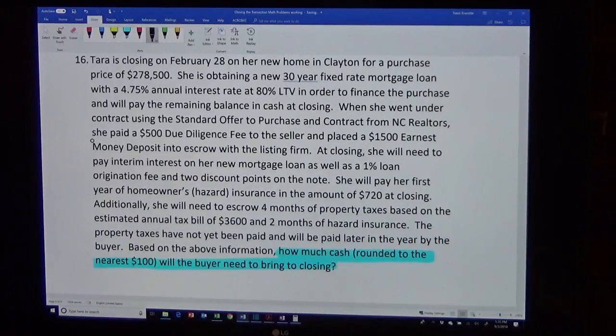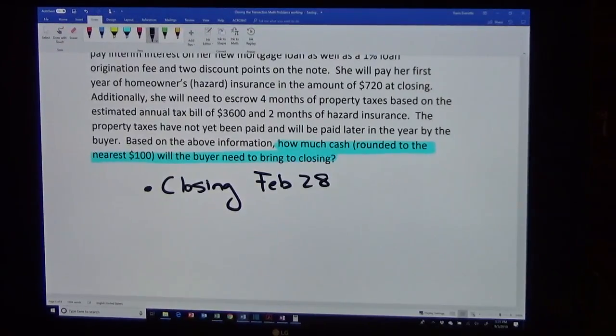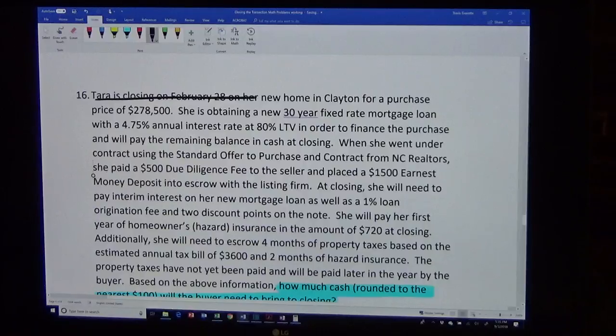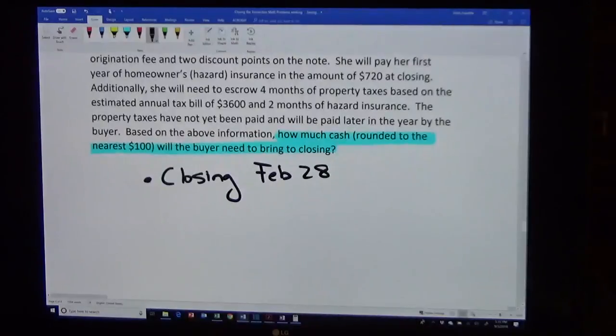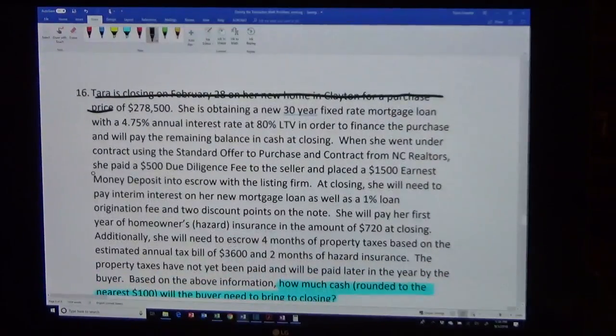So here's what I'm going to start doing. I'm going to start listing everything and then kind of crossing off and dealing with it one at a time. Terrace closing on February 28th. So I'm just going to put closing February 28th. Okay? So we've got that. New home in Clayton for a purchase price of $278,500. So $278,500 purchase price. Okay? So we're done with that.